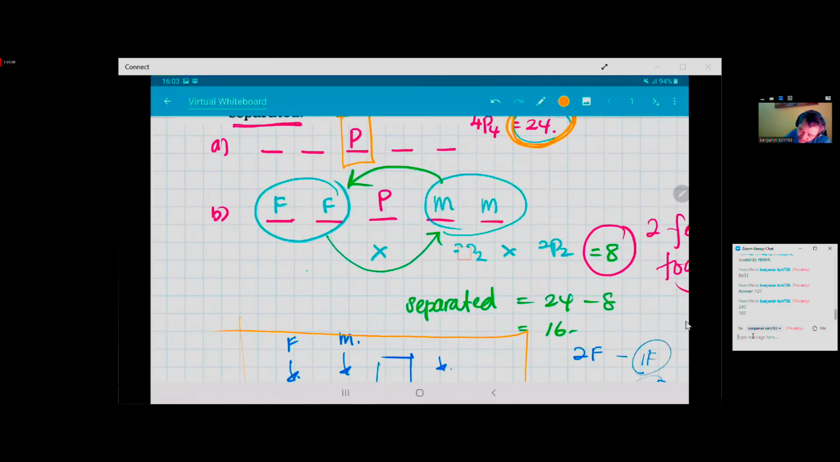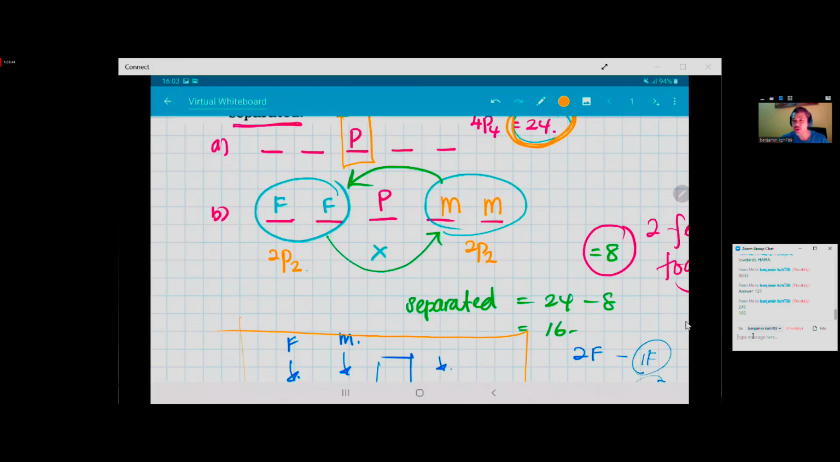At first I said that you have the two males must be together. Sorry, two females must be together. If two females are together, that means I put the two females on the left. So the two females on the left means 2p2, correct? Two females, two empty spaces. So 2p2. But if I arrange two females on the left, I must also arrange two males on the right. So to arrange two males on the right, this is also 2p2. So 2p2 on the left is the two females arranged on the left, and 2p2 on the right is the two males on the right.